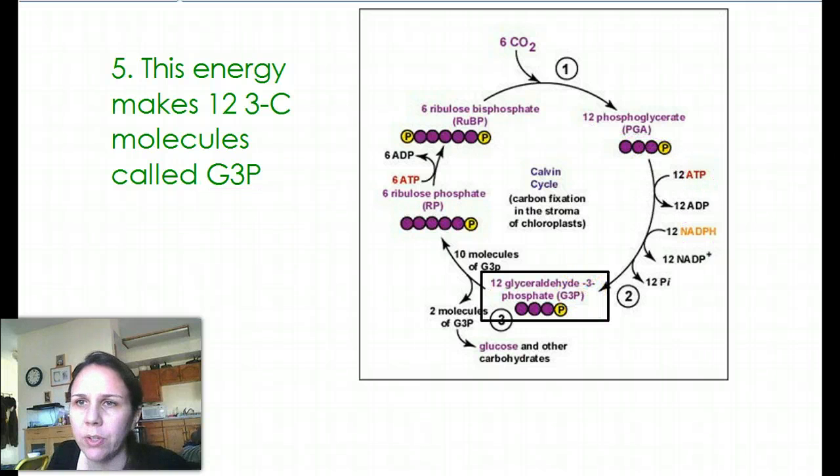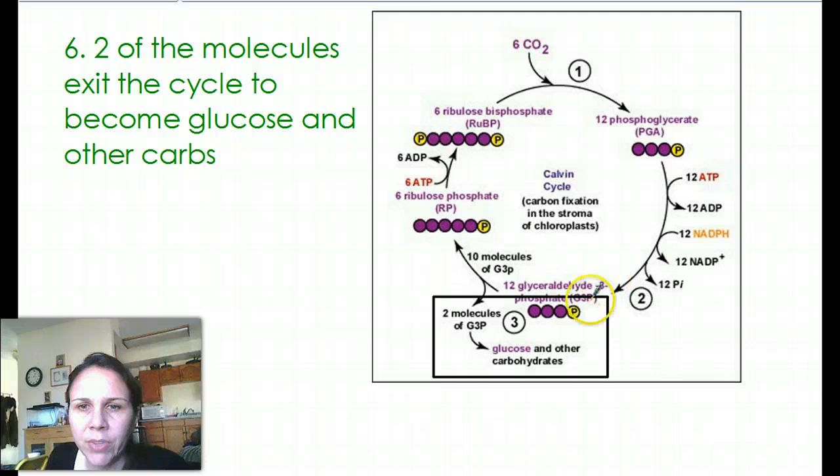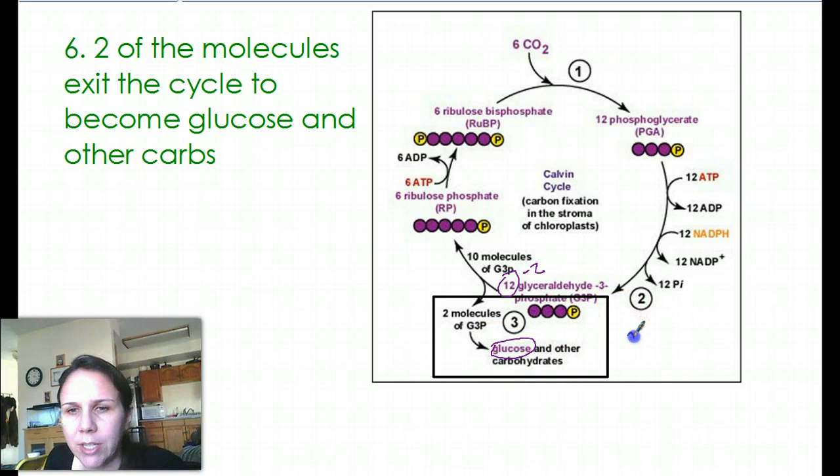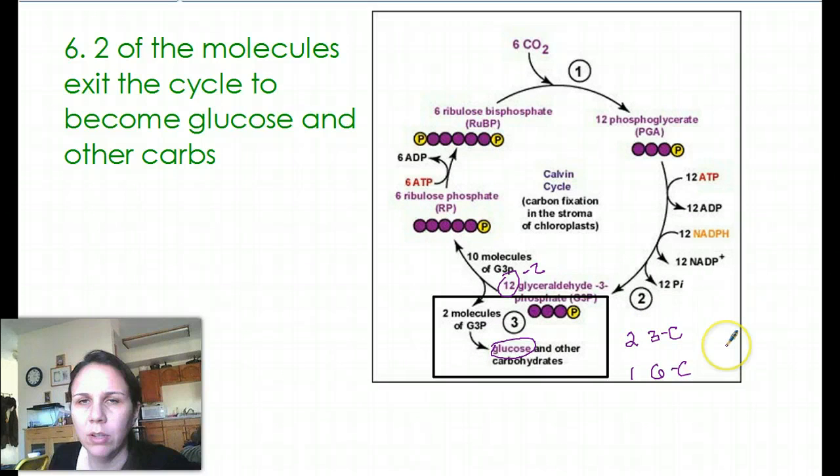Well, I can do all sorts of fun things with those. The first thing is that of the 12, I'm going to subtract 2. I'm going to take 2 of them away. So I'm going to take 2 of these, which have 3 carbons. I'm going to smush them together. And, hey, look at that. I make glucose. Because if I take 2 3-carbon molecules and glue them together, you get 1 6-carbon molecule.